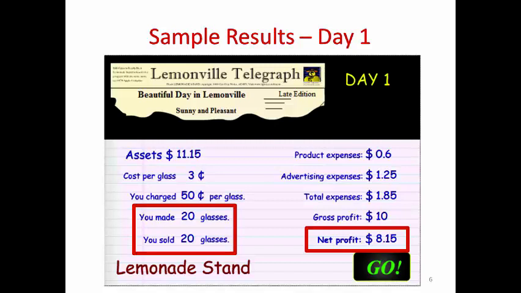The gross profit refers to the total revenue for day 1. It is 20 glasses multiplied by 50 cents per glass equaling $10. Net profit is calculated as total revenues minus total expenses. It is $8.15. We began the day with $3 in assets. Adding it to day 1's profit, we get the total assets at $11.15 for the beginning of day 2.